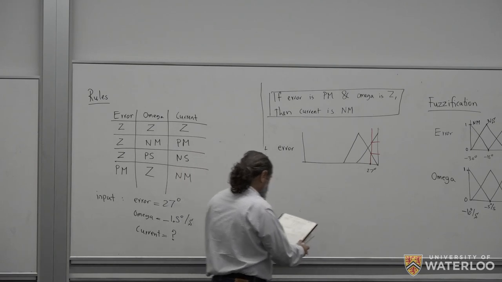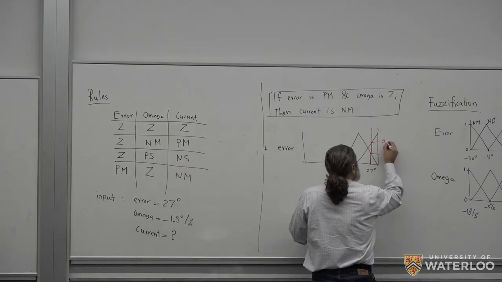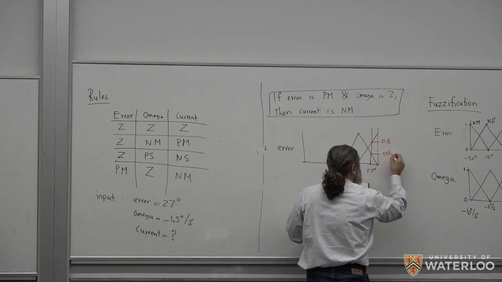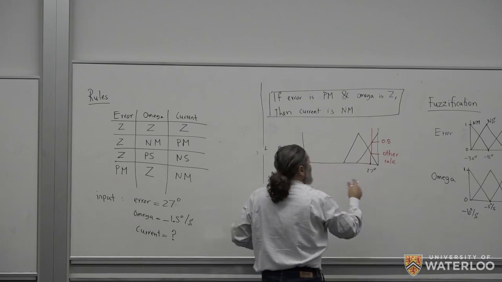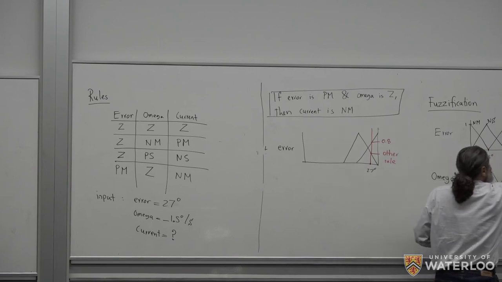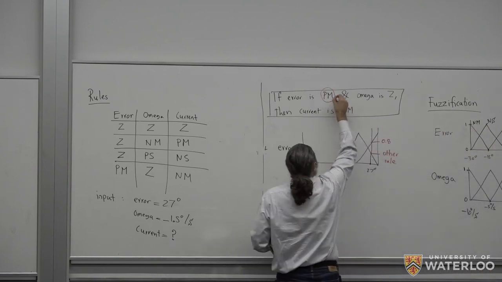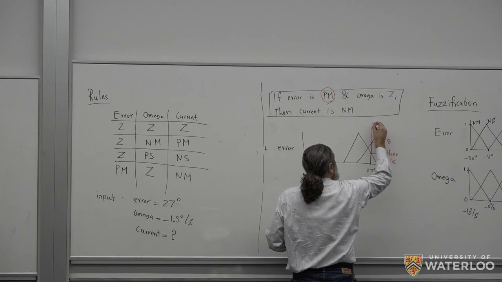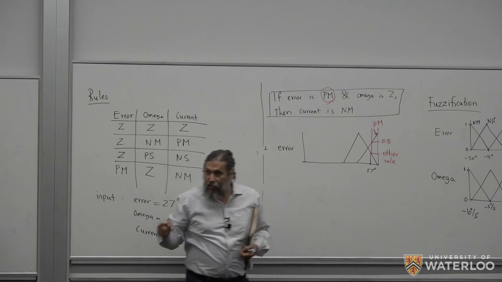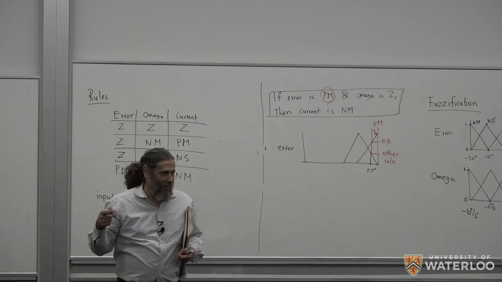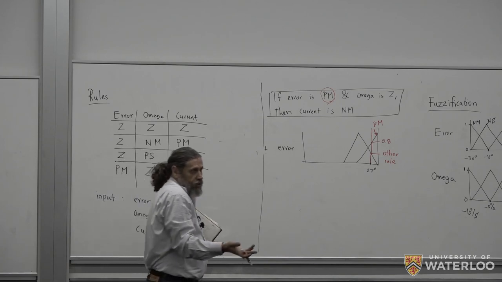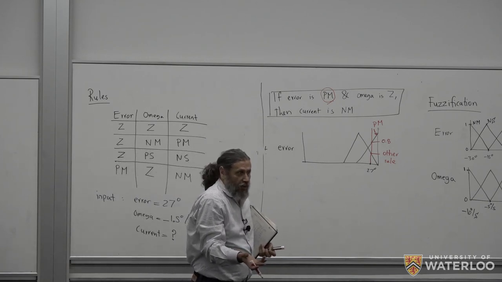So let's say this is 0.8, and this one is another rule. Because you said positive medium, this here is positive medium. I'm not dealing with positive small because the guy did not give me any rule for positive small. I could deal with it, but he didn't give me the rule. I don't know what happens for positive small.